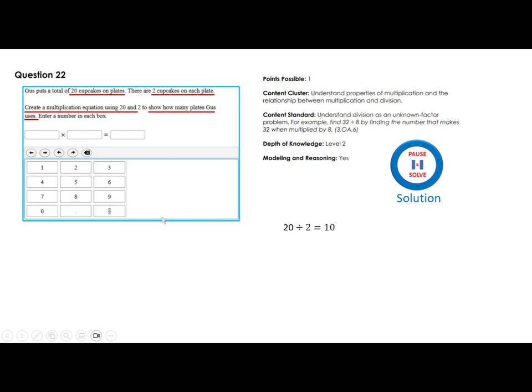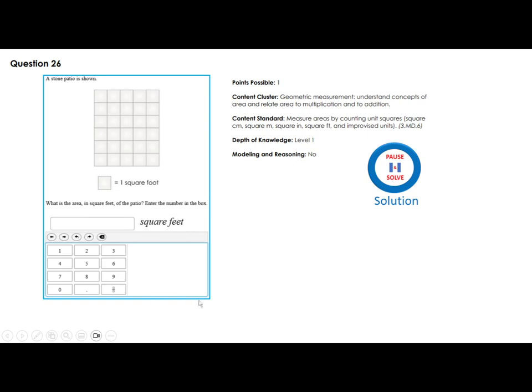They want a multiplication. So you have to turn this into a multiplication equation, okay? Which is 20 is equal to 10 times 2 or 2 times 10. So 10 times 2 equals 20, or 2 times 10 equals 20.